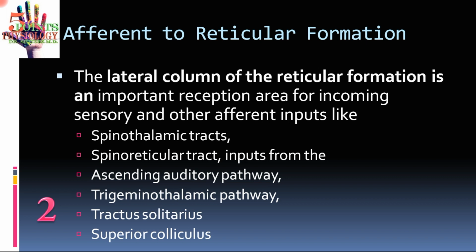So now concentrating on the second point, the lateral column is the one which receives, and what all sensations is the lateral column receiving? The first is sensation from the spinothalamic tract. As we know, the spinothalamic tract carries mainly crude touch, temperature and pain sensation. The reticular formation receives collateral input from the spinothalamic tract, carrying pain, temperature and crude touch. It also receives input from the spinoreticular tract.